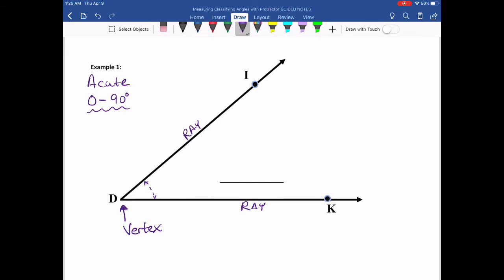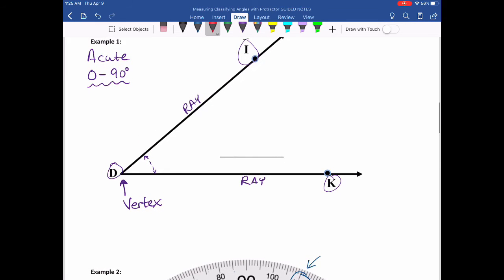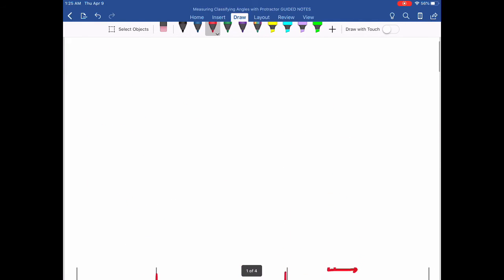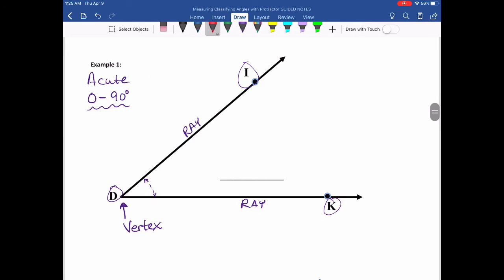A lot of times, maybe not every time, you'll see letters labeled on the rays, and there might be a letter labeled at the vertex. The letters help you label what the angle is. You have to write down all the different ways that you can describe this angle. Let's do that first before we even measure it.